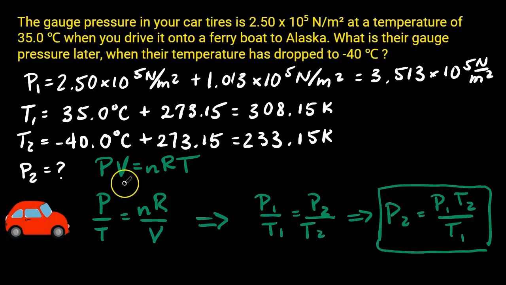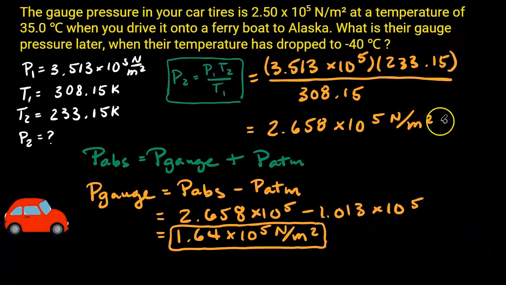The ideal gas law is PV equals nRT, where we know that the number of molecules is going to stay the same. It's inside the tire. R is constant. V is the volume of the tire, which is going to be constant. So I can isolate P and T and rewrite this as P1 over T1 is equal to P2 over T2. And what we're looking for is P2. So then I can isolate P2. Next, I'm going to substitute P1, T2, and T1. And we get that P2 is equal to 2.658 times 10 to the 5th newtons per meter squared.